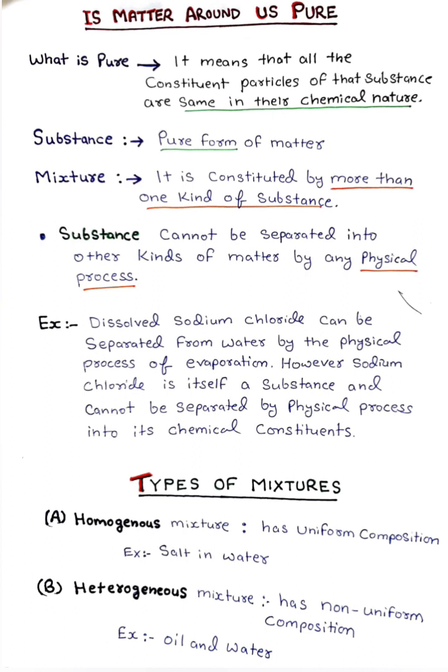Now the types of mixtures. First one is homogeneous mixture. It has uniform composition, like salt in water. If you dissolve the salt in the water and taste any part of that mixture, the taste will be the same. Next is heterogeneous mixture. It has non-uniform composition. For example, if you mix oil and water, the oil never mixes uniformly in the water.